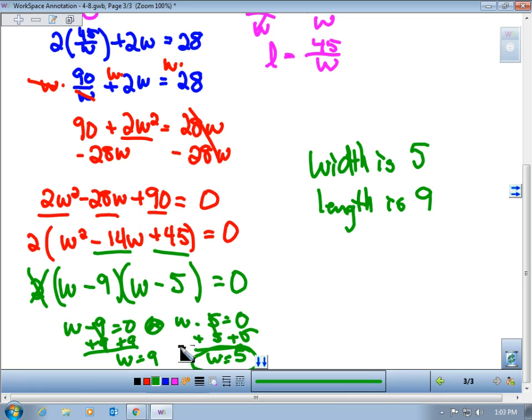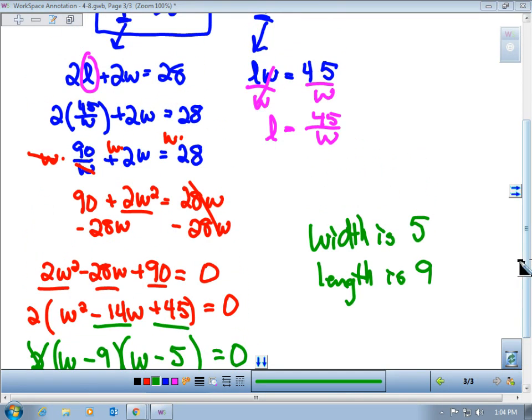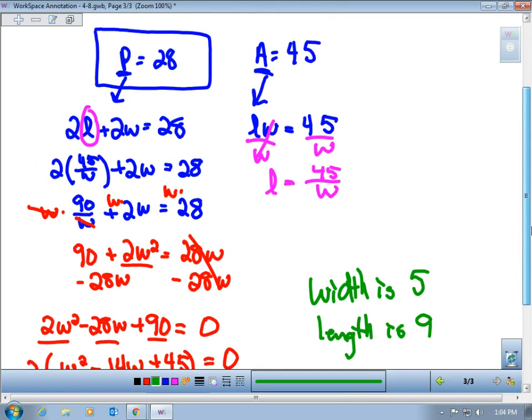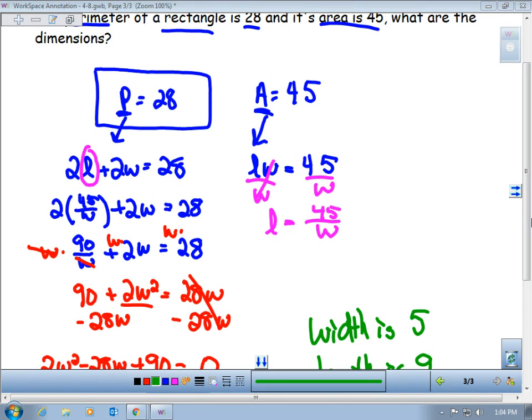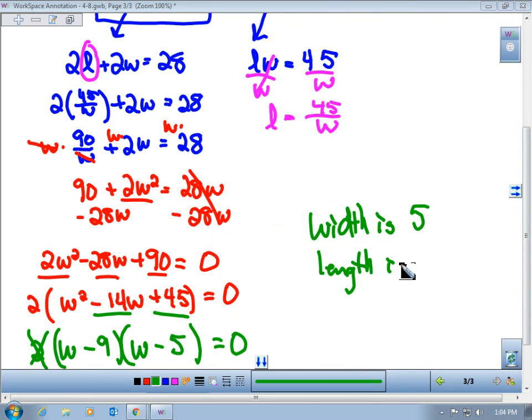Okay, so a little shortcut. You don't really have to go back in and plug it back in and find the other. When you do this, the two numbers you come up with are your two dimensions. And we usually do the width as the smaller one and the length as the bigger one. I don't know if they gave me units here. They didn't give me any units, so we're not going to worry about it. So the width is 5 and the length is 9.